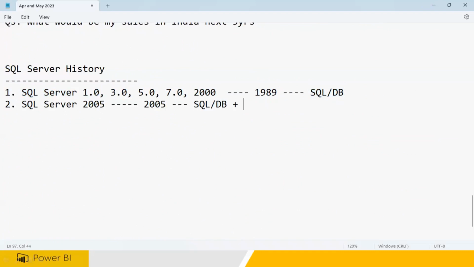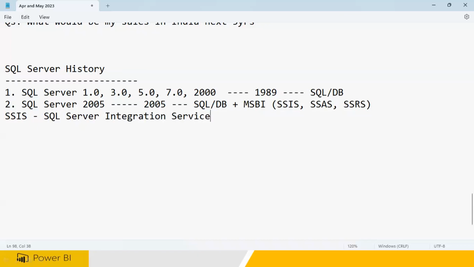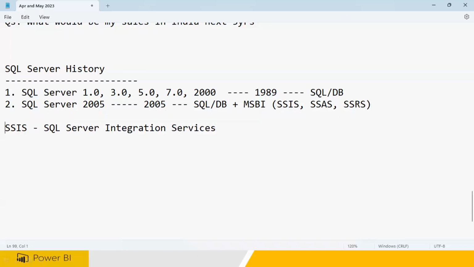In this they added MSBI software. This means SSIS, SSAS and SSRS are included. What is the meaning of SSIS? SSIS means SQL Server Integration Services. Integration means combining. It is one software. We will talk about this in tomorrow's class. SSIS means SQL Server Integration Services.